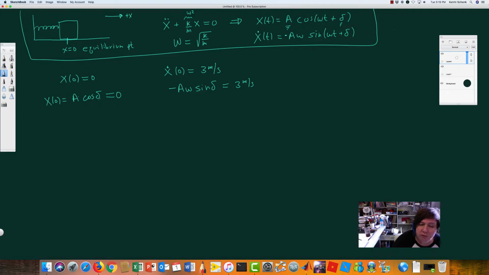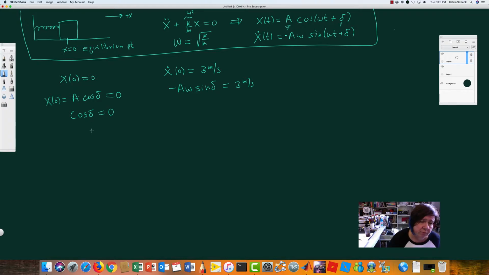We have that the cosine of delta has to be 0 because A is not going to be 0. Now, in this case, there's nothing in our initial conditions that tells us what the amplitude is, but A, because of this form, is always the amplitude. So whatever A ends up being, you can't just read it off of the initial conditions, but whatever it is, it's going to be the amplitude. So I'm not going to want that to be 0. That means the cosine of delta has to be 0.